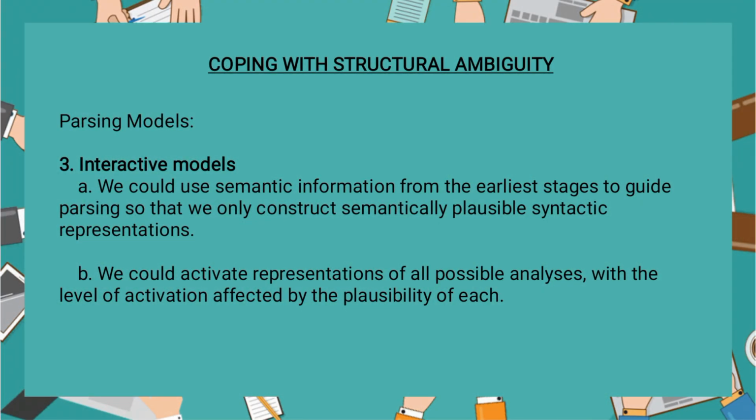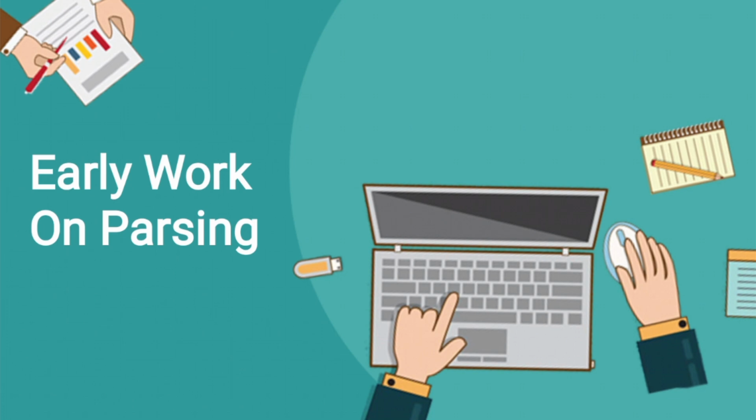The third one: these interactive models show how our brains might use meaning to guide the process of understanding language, making it more efficient and accurate. Now let's talk about early work on parsing.